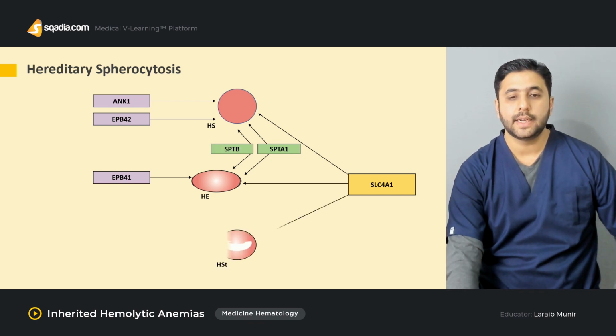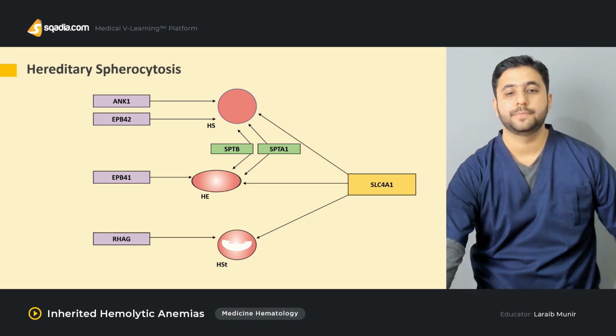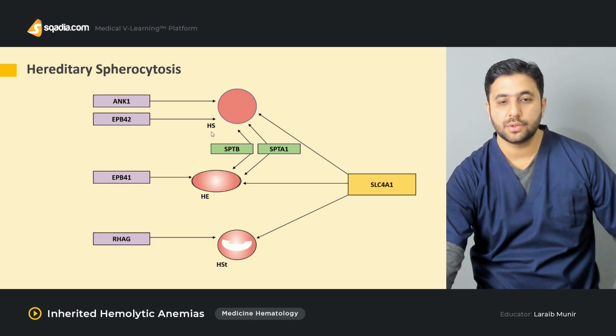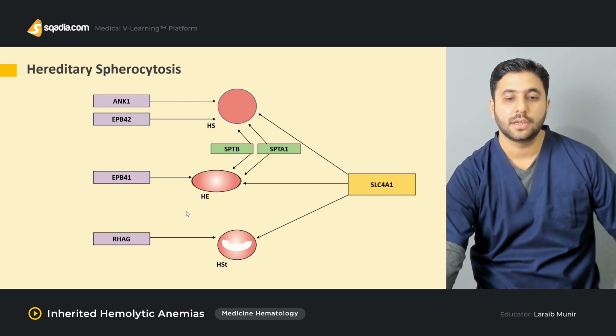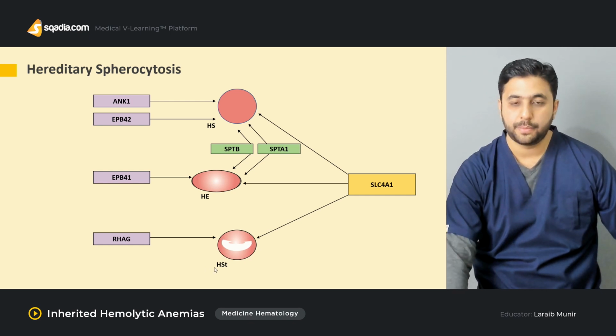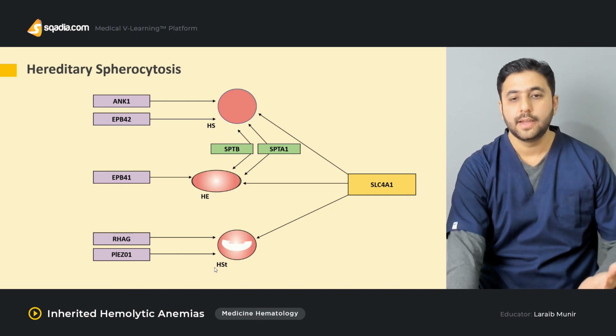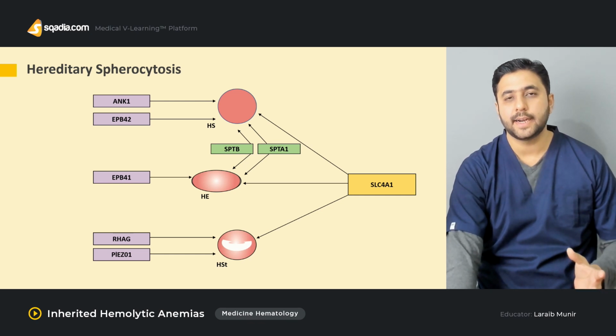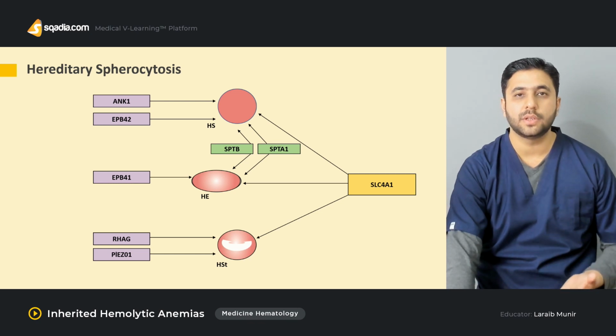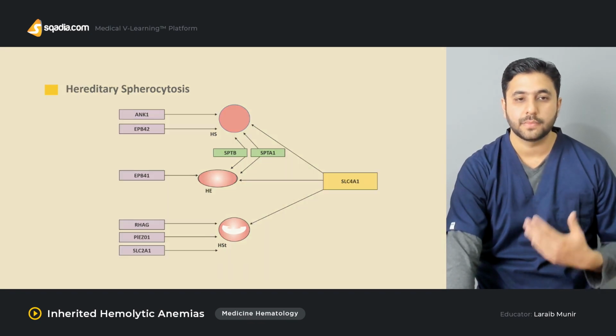So all these genes interact with each other to lead to these problems. It can either cause hereditary spherocytosis, abbreviated here as HS, or hereditary elliptocytosis, abbreviated as HE, or there is a rare condition also called hereditary stomatocytosis, in which there is a central area of pallor, just like a moon shape. So this is called hereditary stomatocytosis. Just understand that at genetic level, the various types of genes interact with each other to lead to the development of these types of anemias.